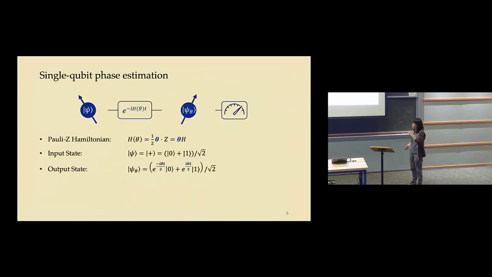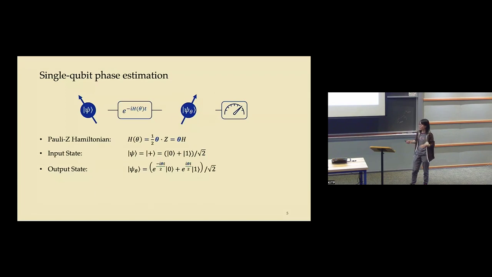To introduce some basic concepts in quantum metrology, I'm going to start with a simple but very important example, which is single qubit phase estimation. In this example, I start with a single qubit state as the plus state, which is a superposition of 0 and 1. Then I have a Hamiltonian evolution governed by the Pauli Z rotation, and the angle of this Pauli Z rotation, theta, is the parameter we try to estimate. So the output state is a function of theta. As you can see, the information of theta is encoded in the phase difference between 0 and 1.